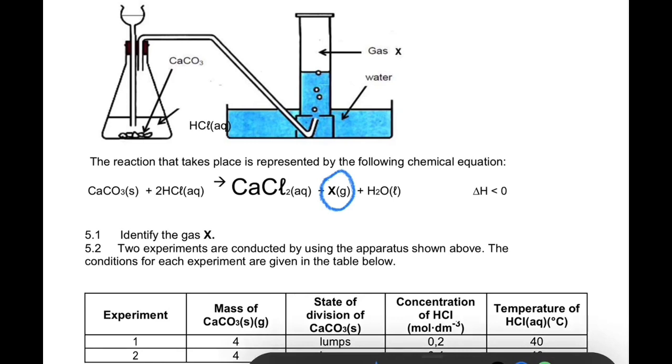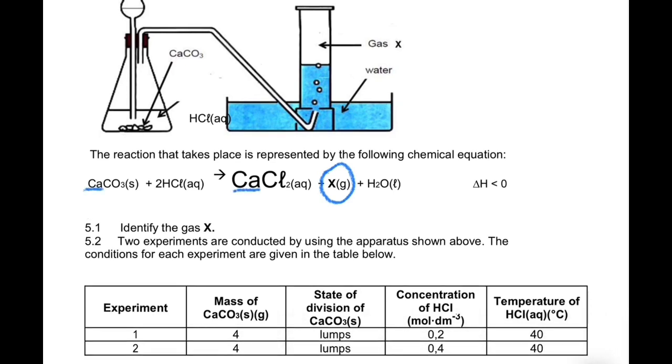So we have 1 calcium here, we also have 1 calcium here. We have 1 carbon, and then on the right hand side we don't have any carbon. So we know that carbon should be part of our X. And then we have 3 oxygens here, and then on the right hand side we only have 1. So we know that for that to balance, we need to have 2 oxygen being part of X, right?